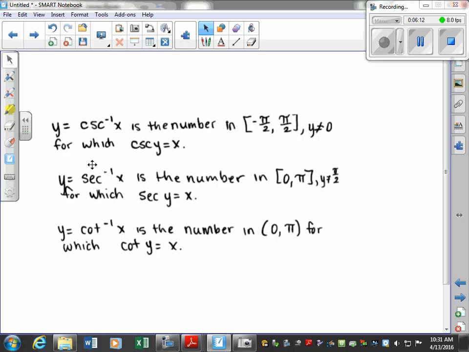And we're moving on to y equals secant inverse. It's the number in the top region of our circle, except for y cannot equal pi halves because it would be undefined there, for which secant of y is equal to x.